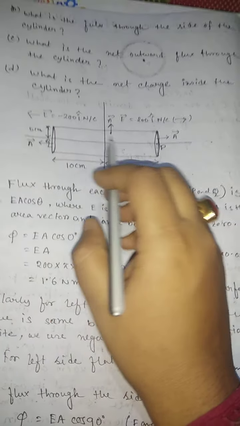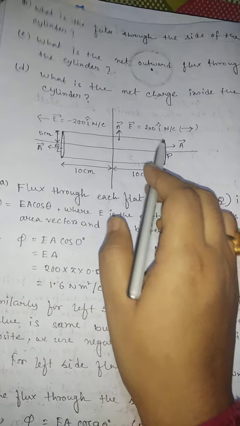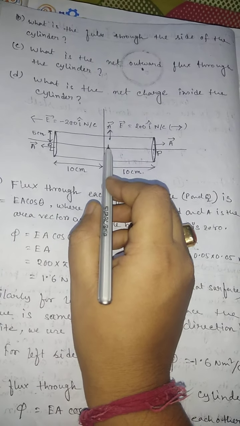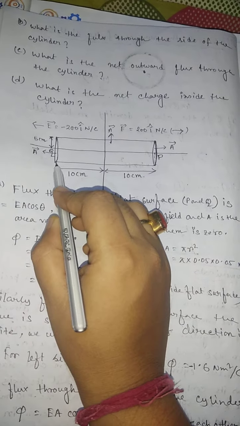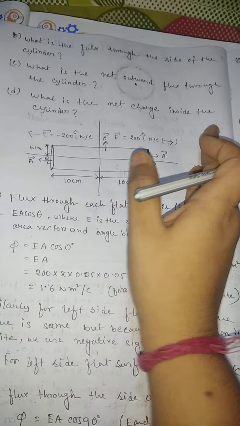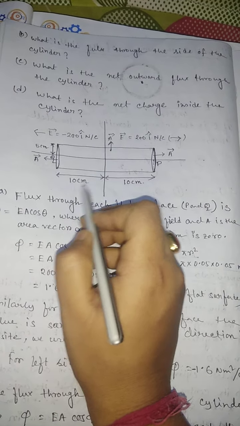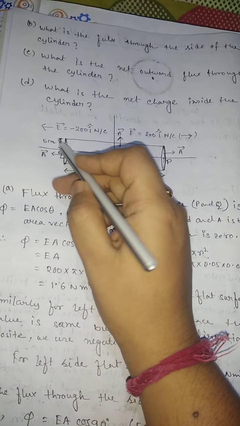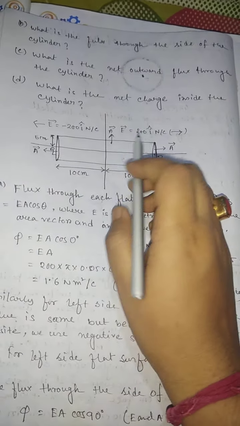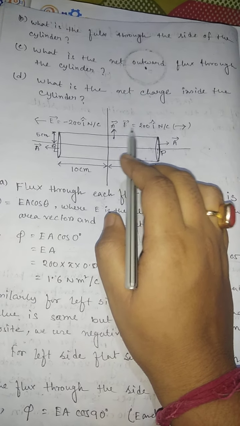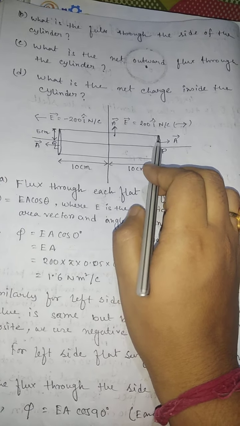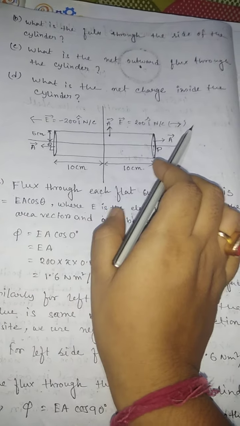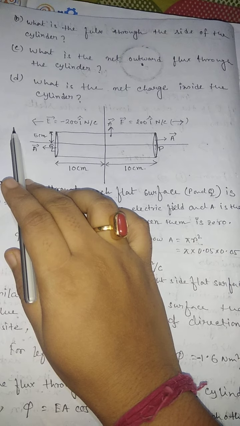So this is the diagram. This is the cylindrical surface. Its length is 20 centimeter. If this is the origin, then this side is the negative x direction and this side is the positive x direction. Here to here is 10 centimeter, and here to here 10 centimeter. Total is 20 centimeter, and its radius is 5 centimeter. It is given. The direction of electric field E equals plus 200 i hat means this side, and minus 200 i hat means this side, only along the positive x direction and negative x direction.